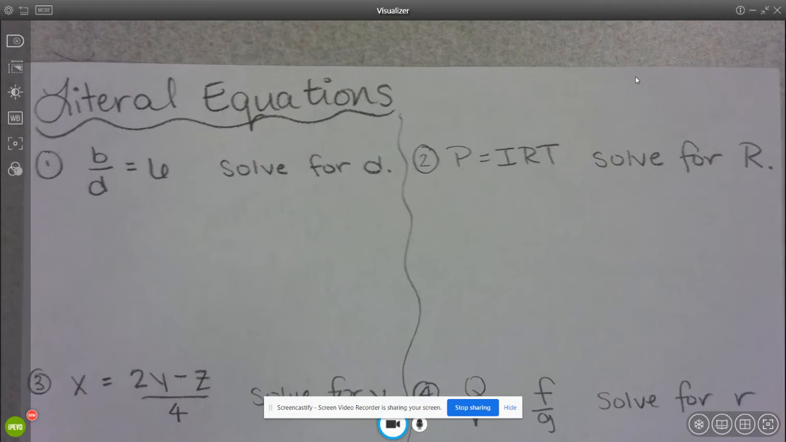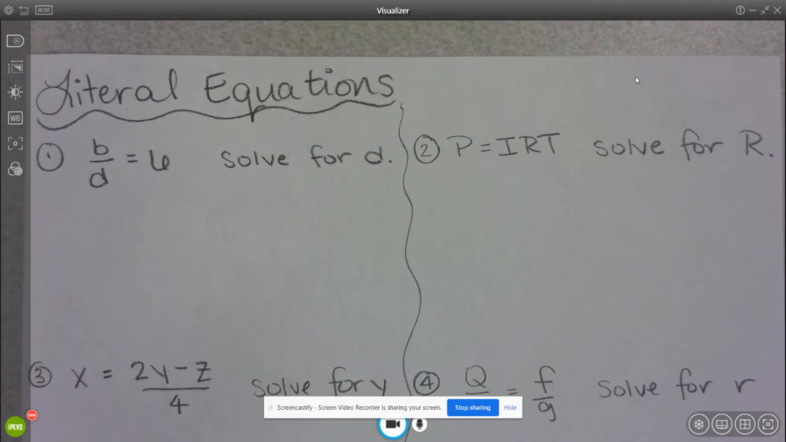So in this video, we're going to talk about literal equations. The only difference between this and anything we've done previously in this unit with solving equations is now our answers are going to have all of our original variables in it. We're not solving and getting a number. We're just rearranging our formula to isolate a variable.